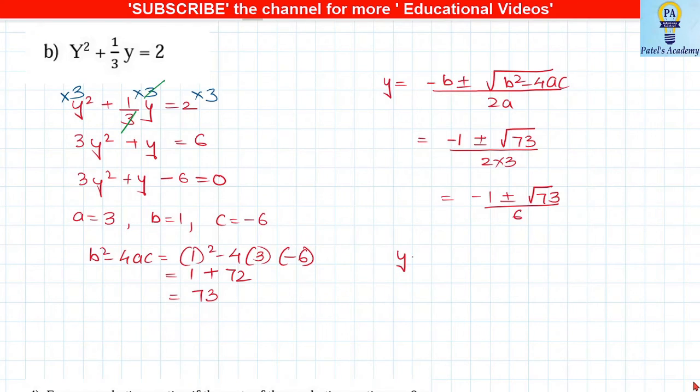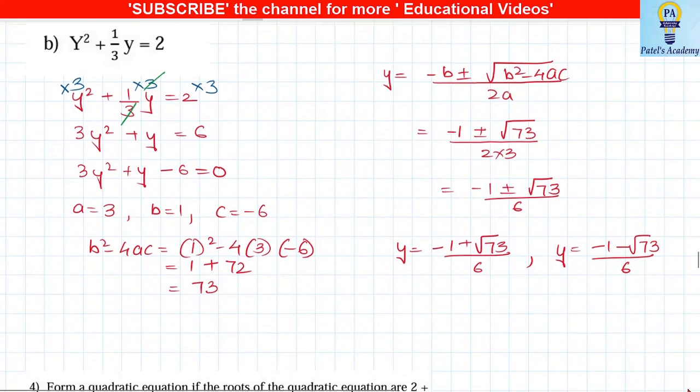Now this cannot be simplified further, so I have two values of y, that is minus 1 plus root 73 upon 6 and y equals to minus 1 minus root 73 upon 6. Okay, so don't forget to do LCM in the first step, so that will make your calculations more easy.